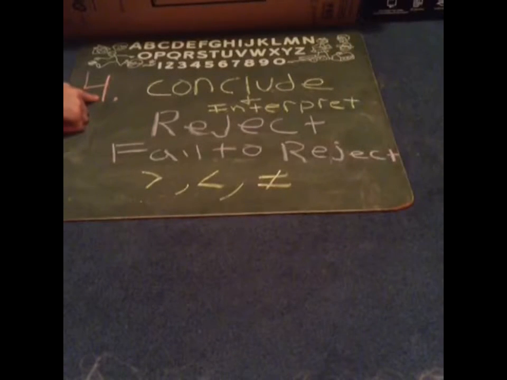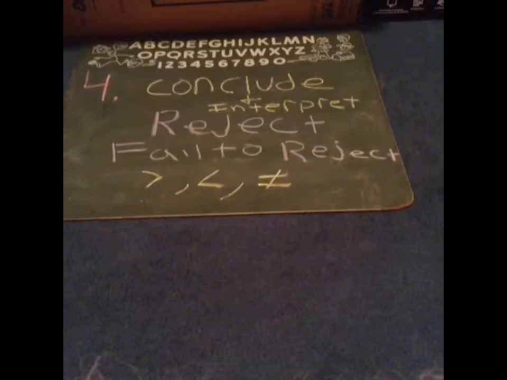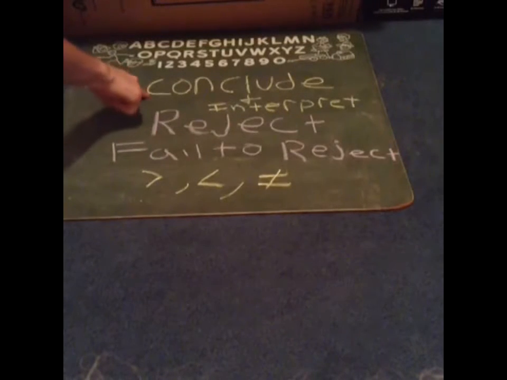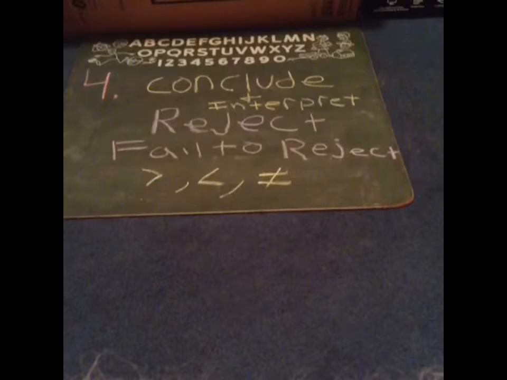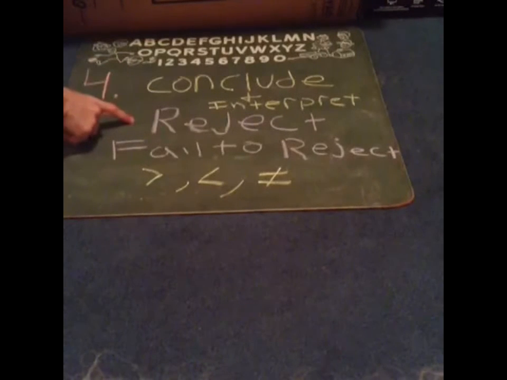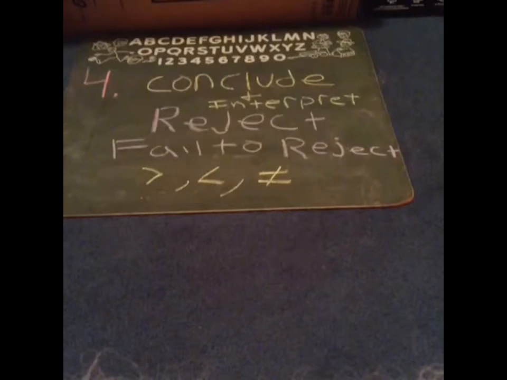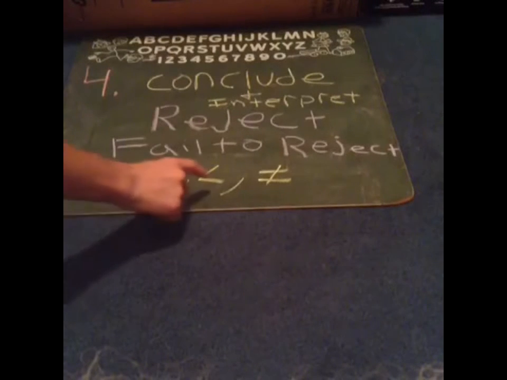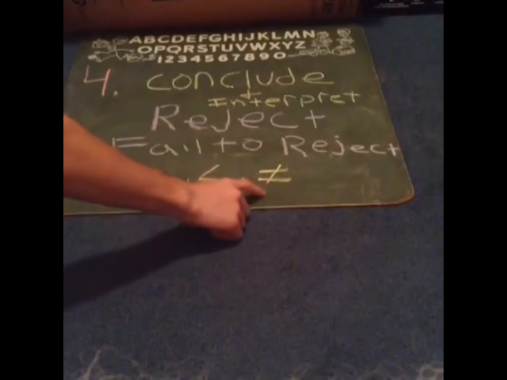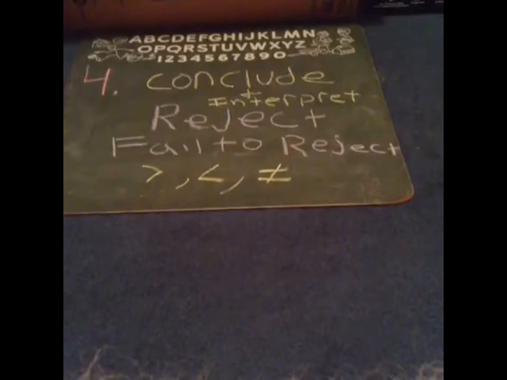The last step, number 4, combines the other three steps to form a conclusion and relate it to the context of the problem. If the p-value is less than the significance level, then the null hypothesis is rejected, and there is a statistical significance and sufficient evidence that your alternative hypothesis, depending on the problem, is either greater than, less than, or not equal to the null hypothesis.